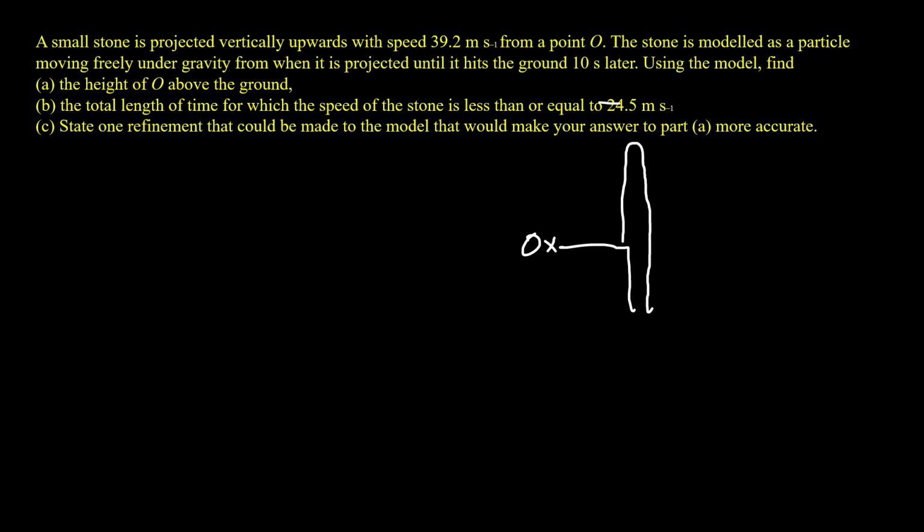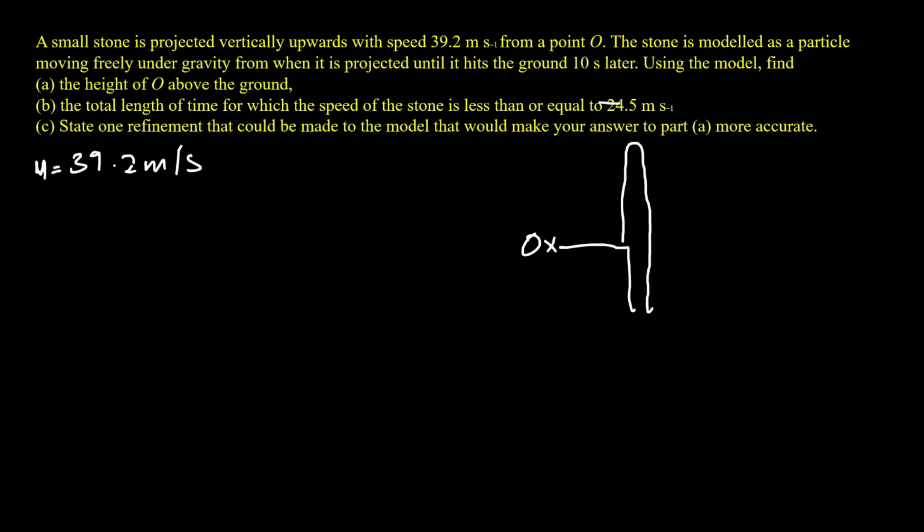Then after some time the stone falls down. After reaching a certain height, it starts falling down. Okay. The initial velocity with which we threw the stone upwards was Vi, or U, equal to 39.2 meters per second for the upward journey.